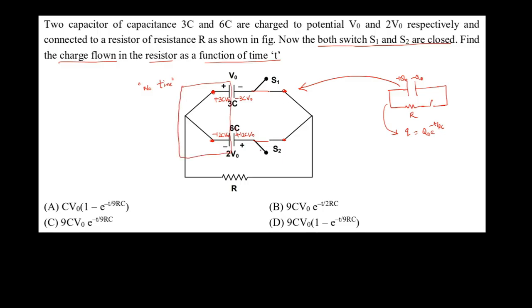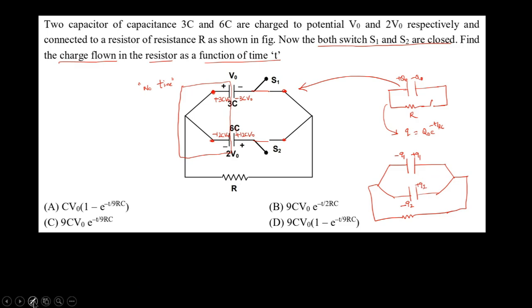As you close the switch, what will happen? Let us say this is one capacitor and this is another capacitor, both connected to resistor R. Let this one have charge Q1 and this one have charge Q2. Here we have minus 12CV naught and here plus 3CV naught, meaning together these two plates carry minus 9CV naught. That's why I'm writing minus Q1 and minus Q2, and on the other plates plus Q1 and plus Q2. This is just my assumption.